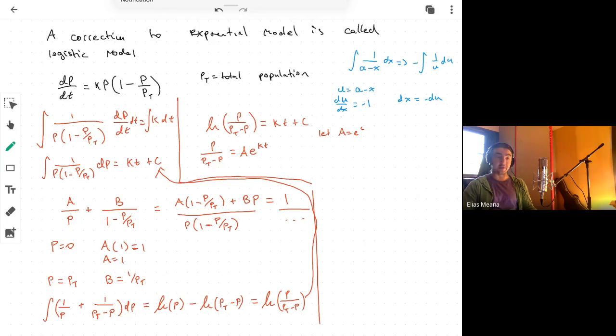Okay, so we want to make P the subject here. So we're going to multiply both sides by pt minus p. So this is going to be p equals a e to the kt times pt minus p, which we're going to expand those brackets.